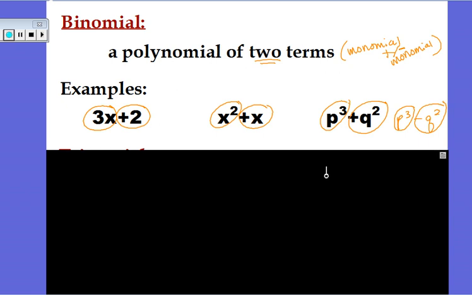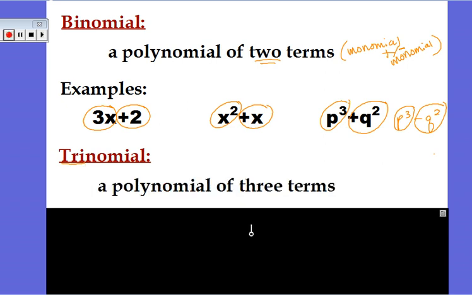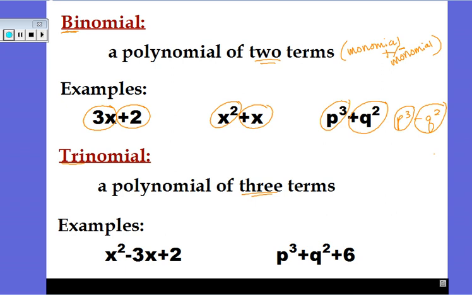Okay, next one we're going to look at is a trinomial. So a trinomial, again, the prefix tri means 3, so that's going to be what's called a polynomial of 3 terms. We'll talk about, again, what those polynomials mean. Just know the prefix bi means 2 and tri means 3. So some examples: x squared minus 3x plus 2. X squared is a term, negative 3x is a term, positive 2 is a term. On the next one, p cubed plus q squared plus 6. P cubed is a term, positive q squared is a term, positive 6 is a term.